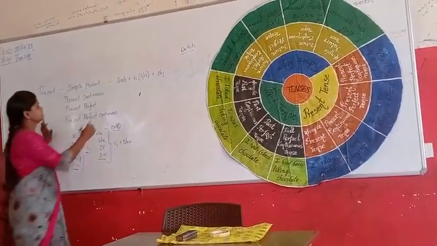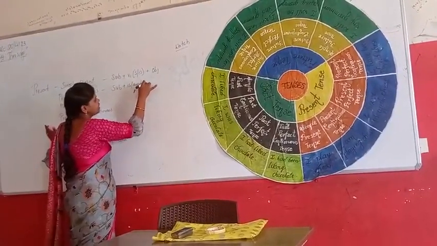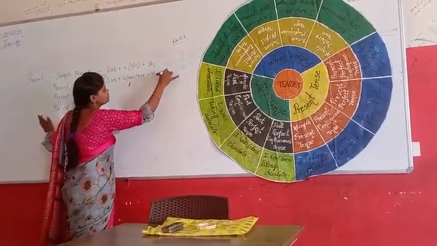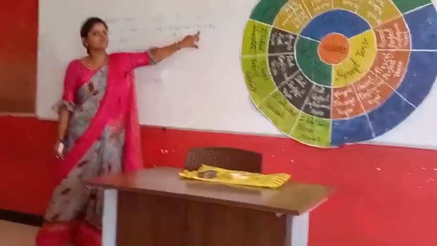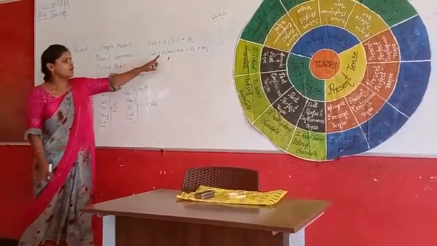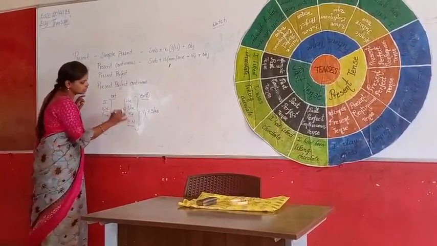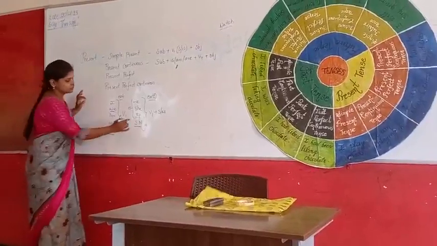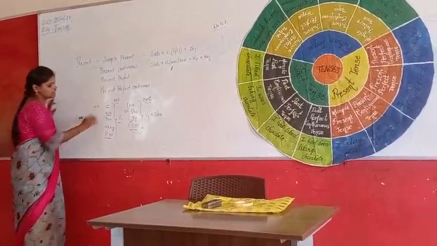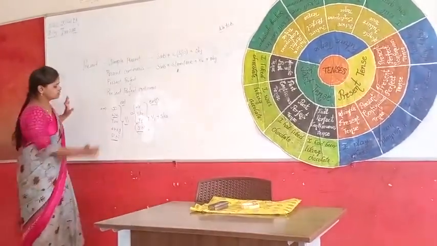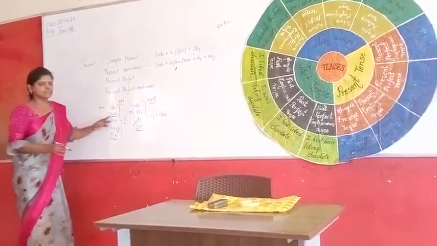Next is present continuous. The structure of present continuous is subject plus is, am or are plus V4 plus object. As you already know, V4 is followed with am, is and are. I am, we are, you are, they are, children are. You should use are for these words.